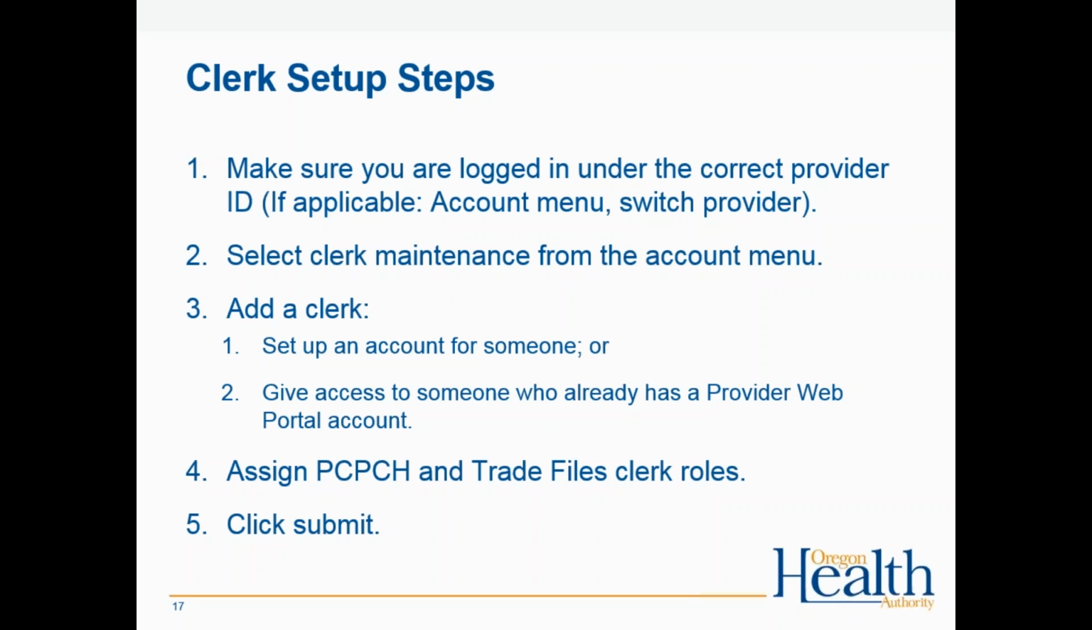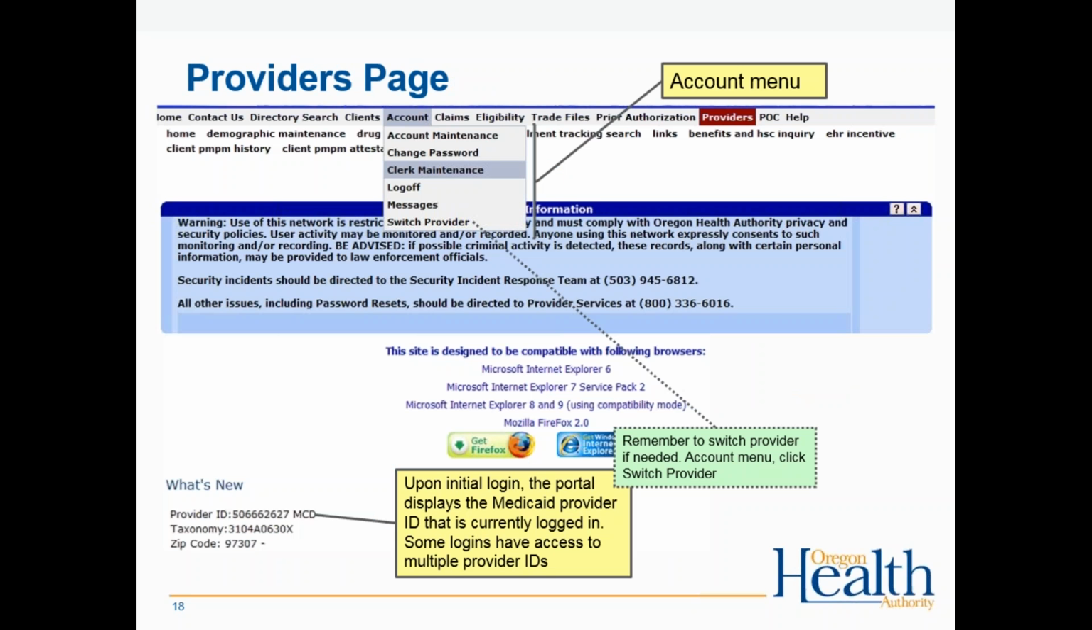And then you want to make sure when you're setting up these clerks, in order for them to be able to upload patient lists, there are 2 roles that they need to be assigned to, and that's PCPCH, the patient-centered primary care home, and the trade files. Those are the 2 roles that they definitely need, and then you would click submit. So I believe I go over this specifically, but that was just the steps so you have them all on one page. So here what you would do is, under the account menu, click on clerk maintenance.